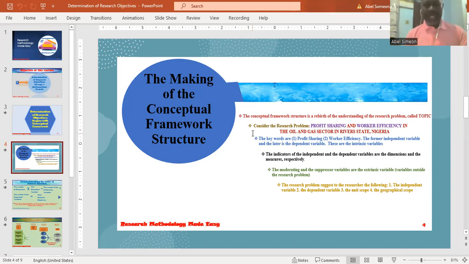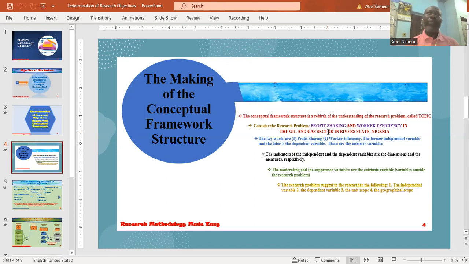When you have a topic, you need to look out for keywords there. For instance, I have this: profit sharing and worker efficiency in the oil and gas sector in Rivers State, Nigeria. So what are the keywords there? Profit sharing and worker efficiency. These two keywords are very important. One should depend on the other. The one that impacts on the other is the independent variable, while the one that is impacted upon is the dependent variable. In this case, it is worker efficiency.